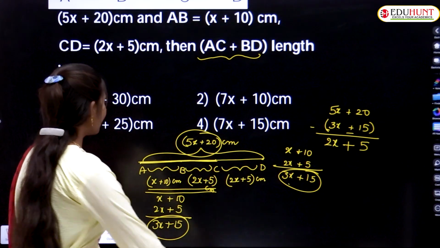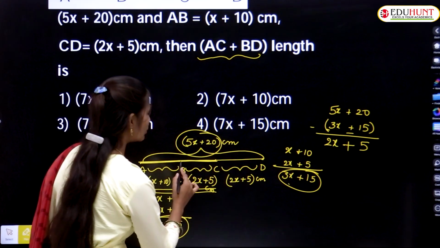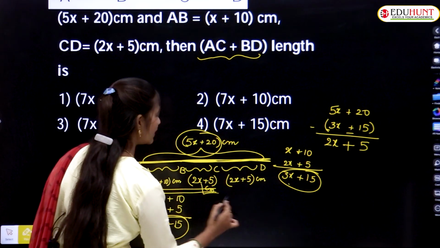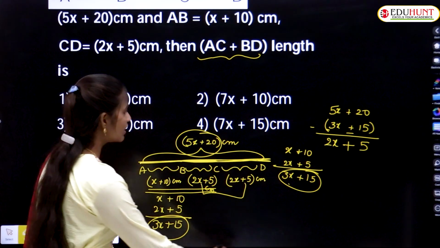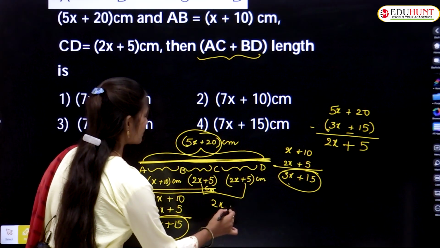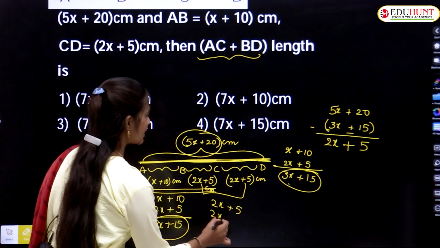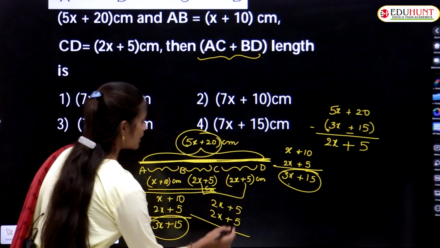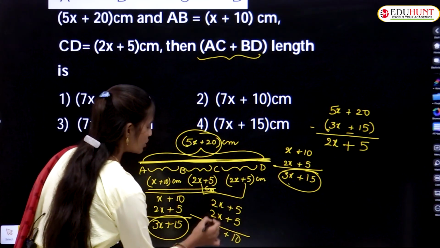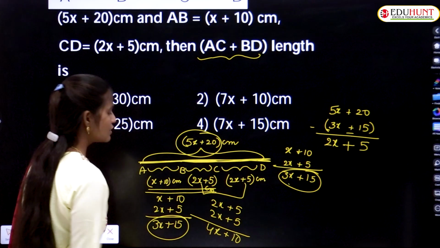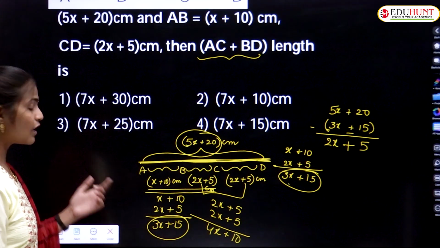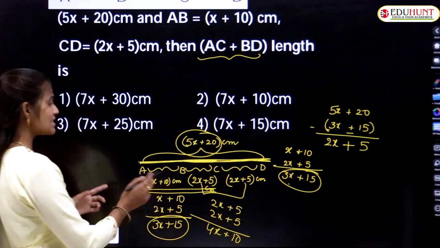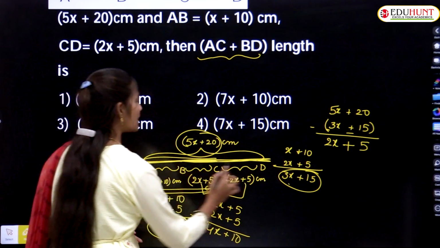Is it clear? Next, BD. So this part we have to calculate. So we have to add these two parts now here. So what are those? 2x plus 5 as well as 2x plus 5. The next one also same now here. Okay, that's why here 5 plus 5 is 10, plus 2x is equal to 4x. So 4x plus 10.